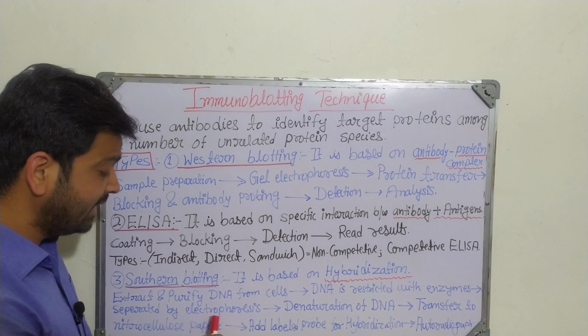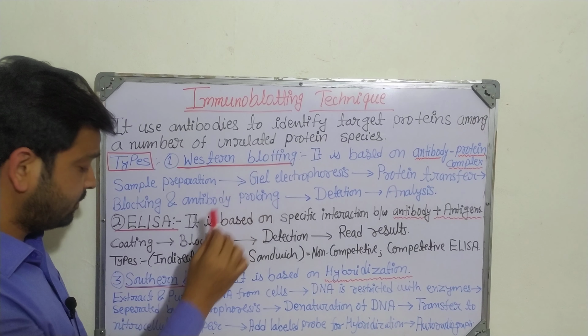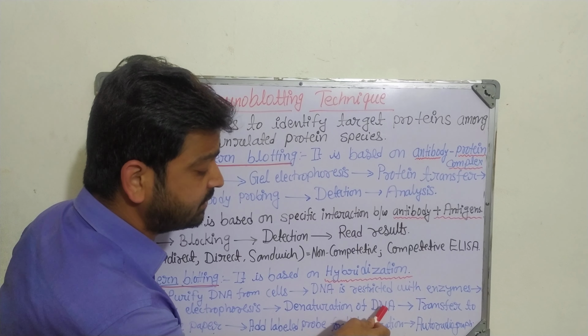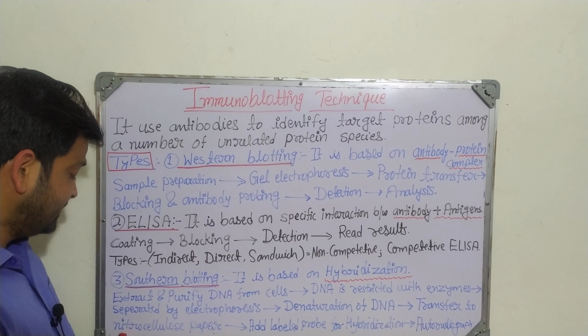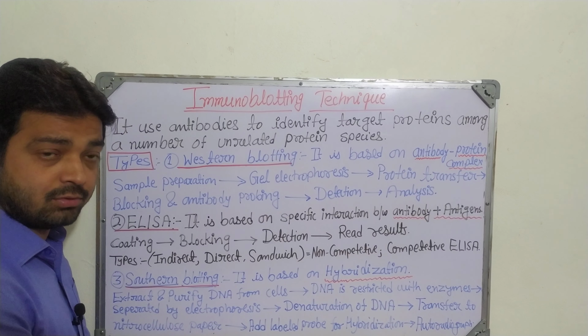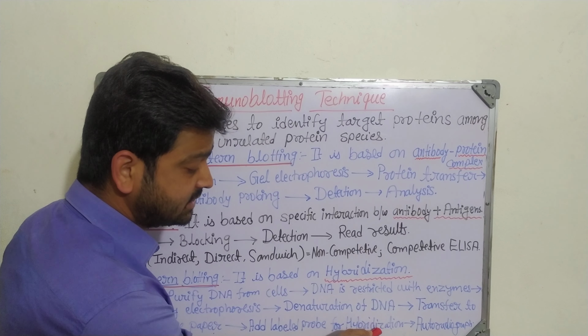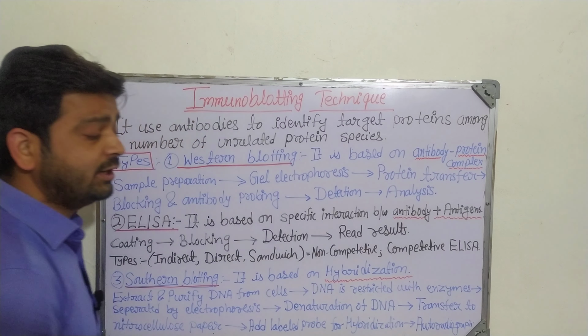Then it is separated by electrophoresis, as we used in Western blotting. Then denaturation of the DNA has to be done. Then it is transferred to nitrocellulose paper, because blotting is done there, and a labeled probe is added for hybridization. Hybridization takes place and we can detect the DNA by autoradiograph.